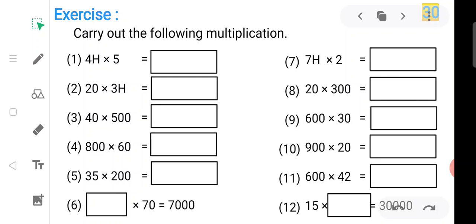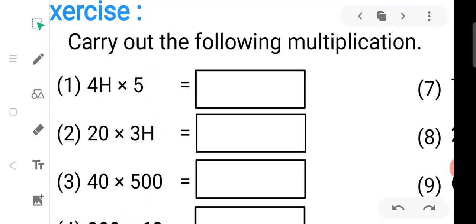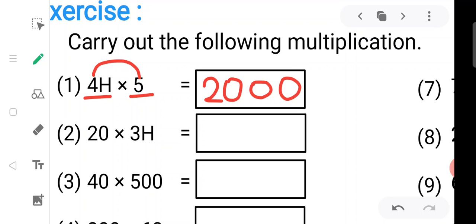See question number 1. Carry out the following multiplication. See, the first one is 4h multiplied by 5. So, here we have to multiply 4h by 5. 4h means 400 by 5. So, first we multiply 4 by 5. 4 5s are 20 and then we write 2 zeros in front of 20. Why? Because here is h. So, we get 2000.